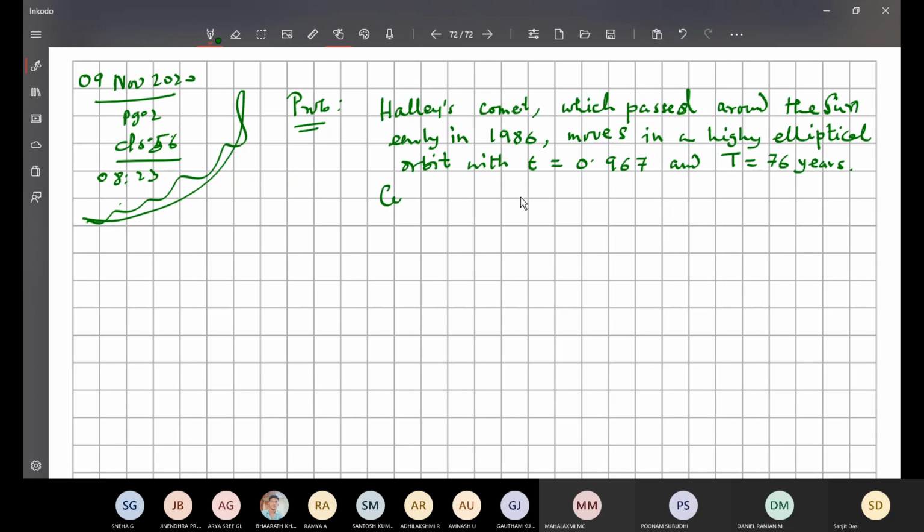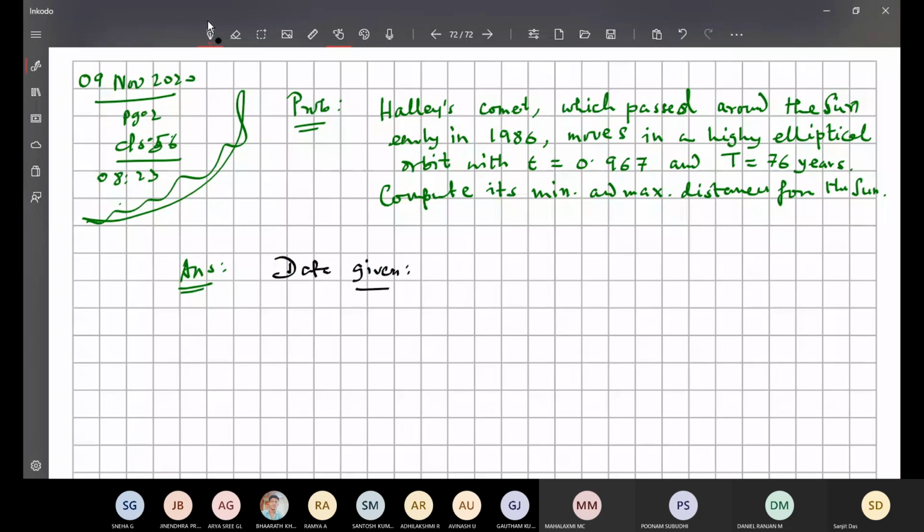Yeah. So compute its minimum and maximum distances from the sun. This kind of question might be there in the test. How do you approach this problem? Can anybody tell me what data is given? Let us quickly write the data given. If there are big wordings like this, we have to first extract the data as early as possible. Epsilon is given as this and T is given as this, and of course it is an elliptical orbit, which is also given. That is why epsilon is given.